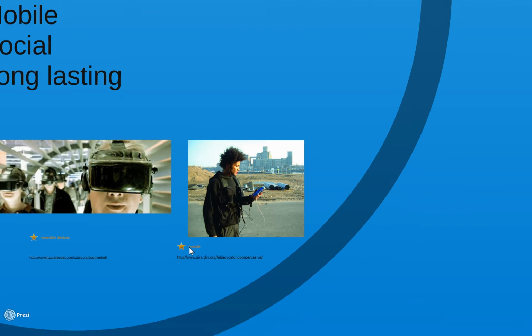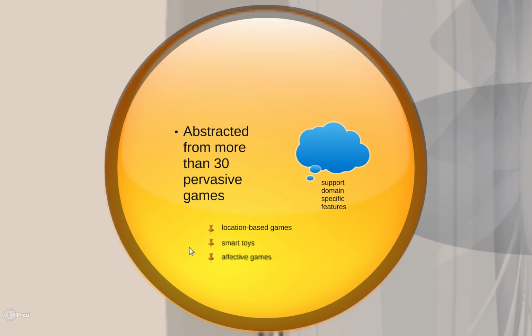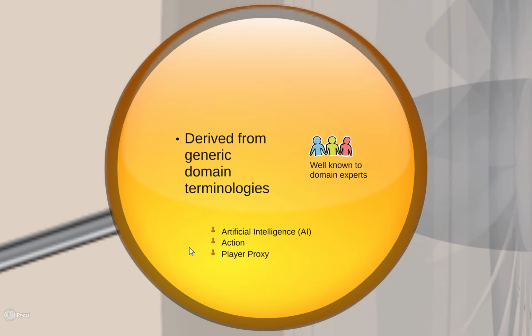mobile, and long-lasting. As a domain vocabulary, the concepts within PerGO should be qualified to ease the consequent tasks in the overall GCCT approach. We reviewed more than 30 pervasive games to ensure all important domain-specific features would be supported. We derived the concepts from a smaller set of terminologies that are generally used, such as AI, action, and player proxy.